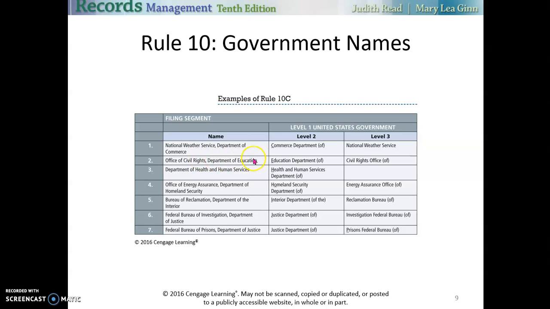Office of Civil Rights, Department of Education. We know this is a federal level. So the United States government is level 1. Level 2 is the department, Education, Department of, and then the office, Civil Rights, Office of. Department of Health and Human Services, this does not have another bureau or office under it. So first level, United States government. Second is Health and Human Services.